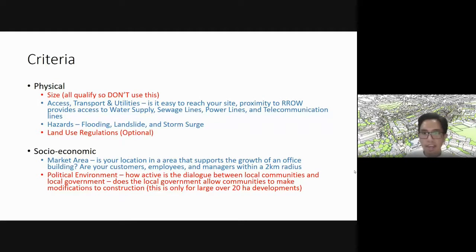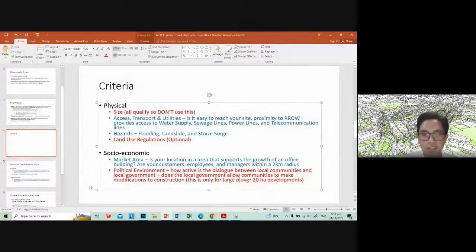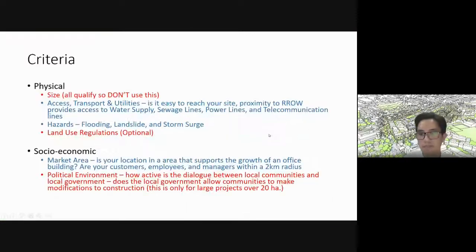And then the political environment refers to how active is the dialogue between local communities and local government. So does the local government allow for communities to make modifications to construction? This is only for large projects over 20 hectares. Large projects over 20 hectares. I'll just do that. Okay. So with that, for your presentation, you basically eliminated the size.